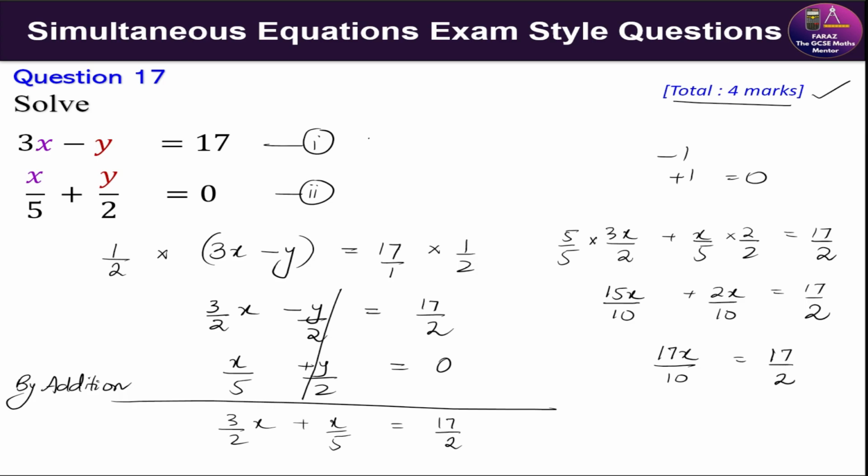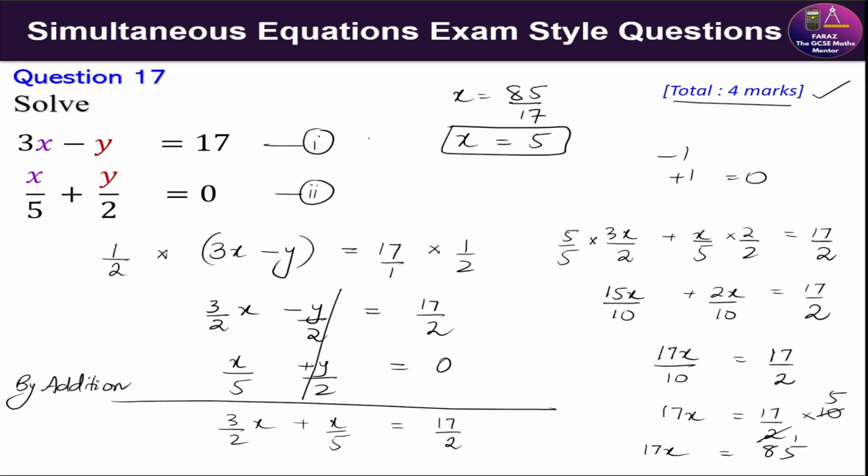Now this 10 is in division, it will multiply on the other side. So 17x equals 17 over 2 times 10. Now you can do 2 ones are 2, 2 5s are 10. So we have 17x equals 17 into 5. 17 into 5 is 85. And therefore the answer for x equals 85 divided by 17 on both sides. 85 over 17. 85 divided by 17 is 5. So x equals 5.